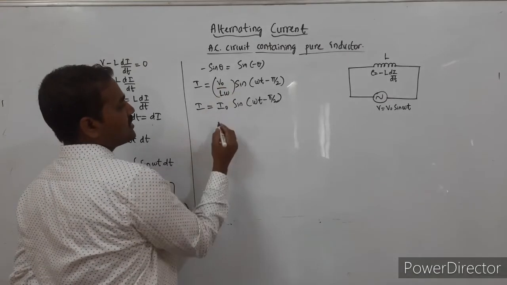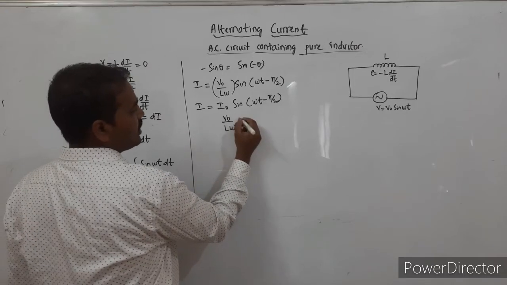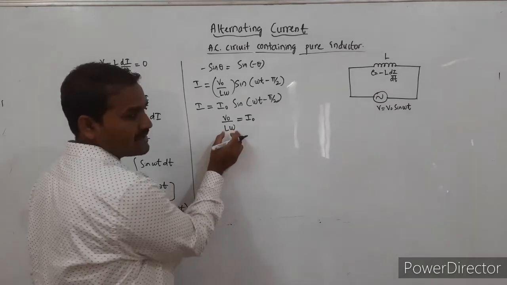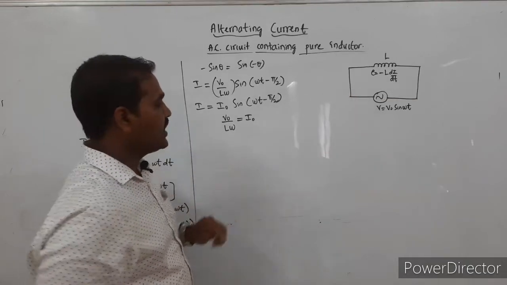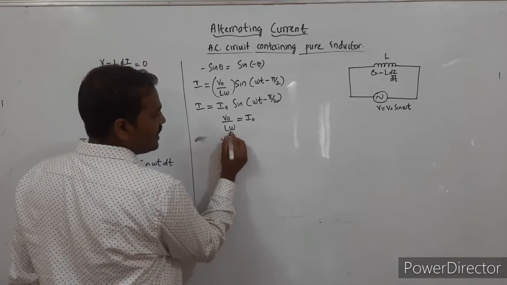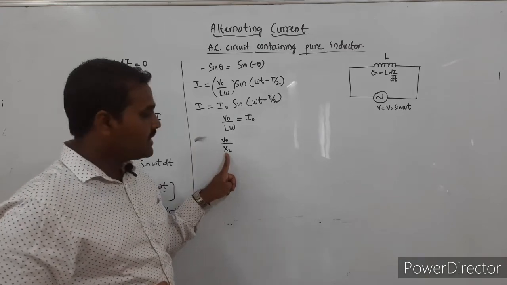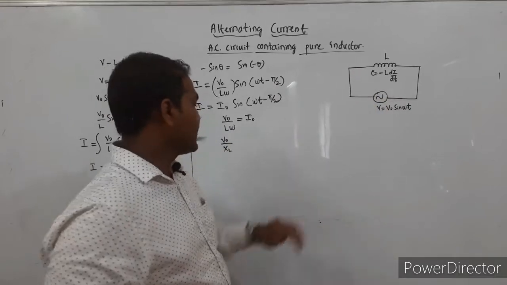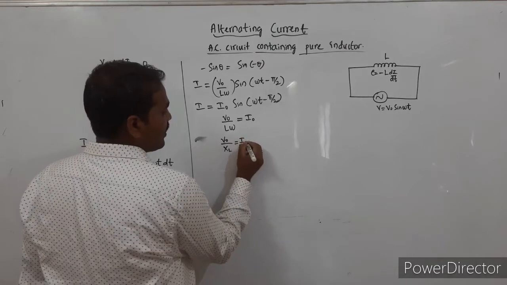So this term is nothing but the peak value of the alternating current. I can write V naught divided by L omega is equal to I naught. This L omega is nothing but the resistance of this inductor circuit. The same thing I can write as V naught divided by L omega, which I write as the inductive reactance. It is nothing but the resistance offered by the inductor for the flow of alternating current. So I write V naught divided by XL is equal to I naught.